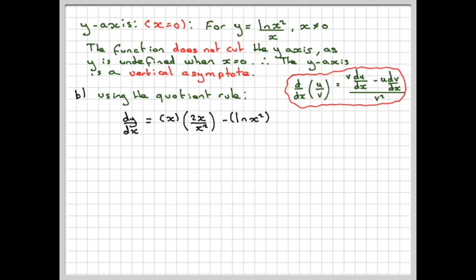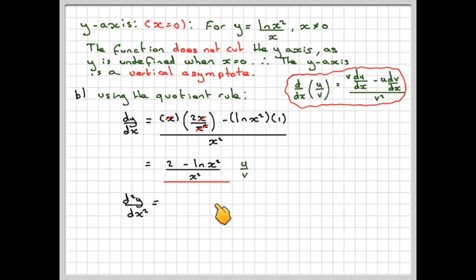Minus ln of x squared, and the derivative of x is equal to 1, divided by v squared, which is x squared. Now, this x squared will cancel with that x and that x, and therefore you'll be left with 2 minus ln of x squared over x squared.